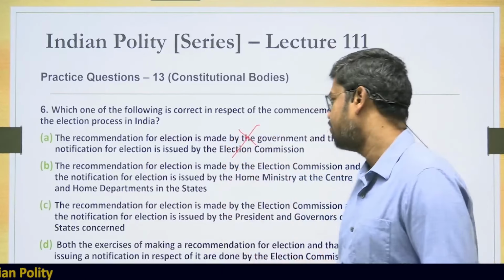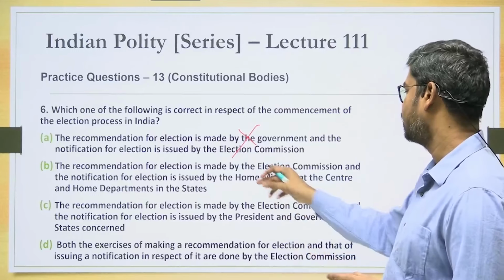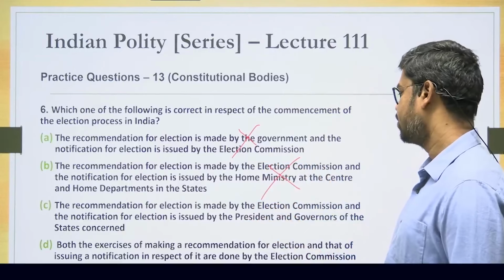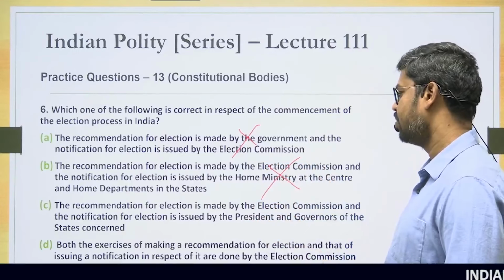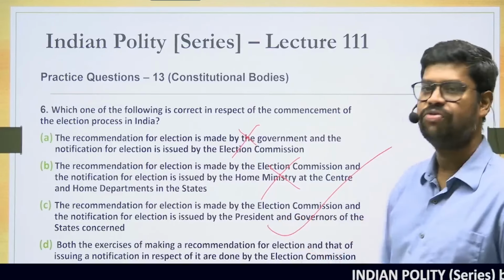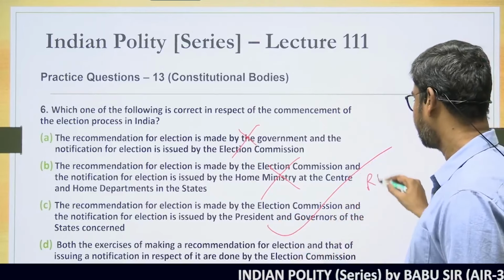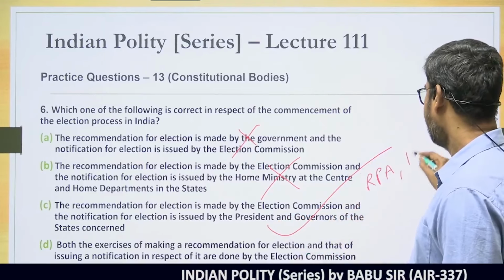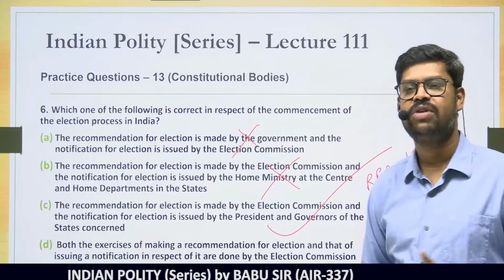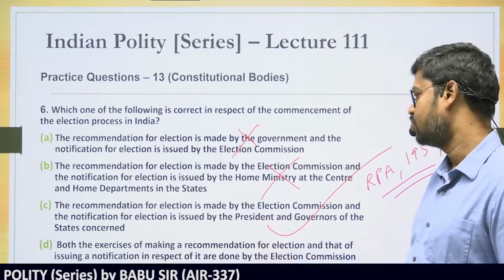The recommendation for the election is made by the Election Commission and the notification for the election is issued by the Ministry of Home Affairs. No, that is also wrong. The recommendation for the election is made by the Election Commission of India and the notification for the election is issued by the President and the governors of the concerned state. So this is exactly what is right under the Representation of People Act, 1951. I think it is section 14 and section 15 of the Representation of People Act which talks about this. So therefore, the right answer is option C.